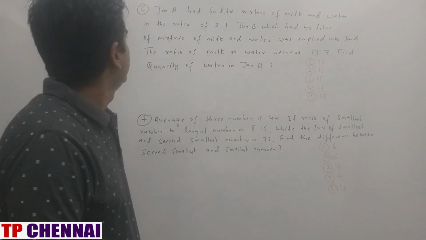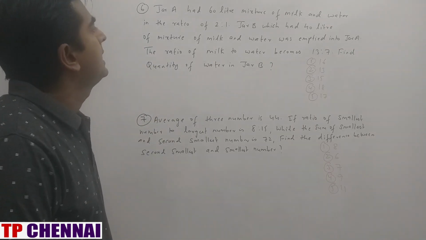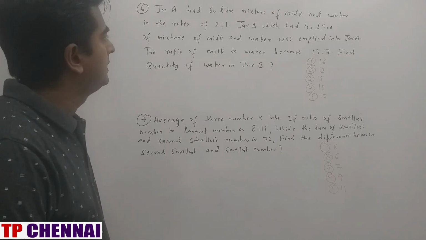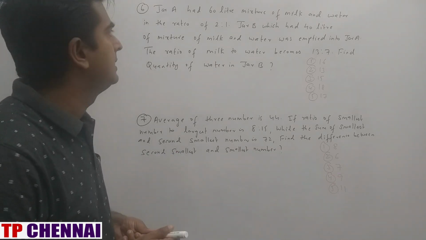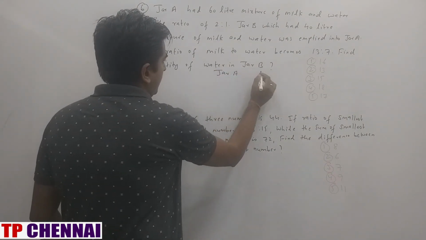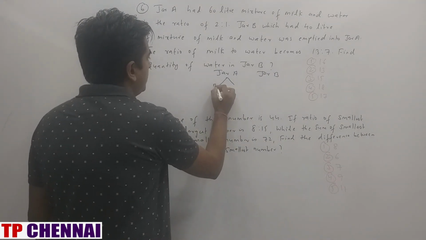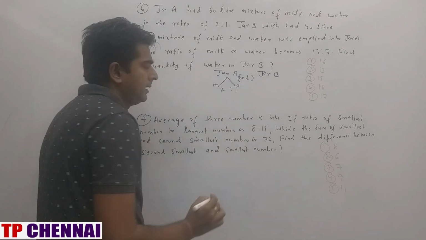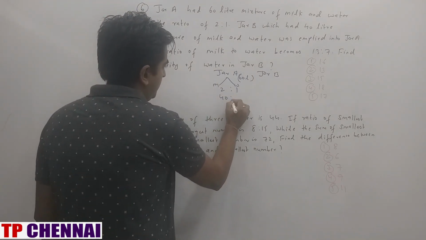So first one. Jar A had 60 liters of mixture of milk and water in the ratio 2:1. Jar B, which had 40 liters of mixture of milk and water, was emptied into jar A. The ratio of milk to water becomes 13:7. Find the quantity of water in jar B. Very important question, very conceptual question here. You have jar A, then you have jar B. Jar A ratio of milk and water is 2:1, and you have 60 liters. That means 3 parts is 60, 1 part is 20. So this is 40 and this is 20.